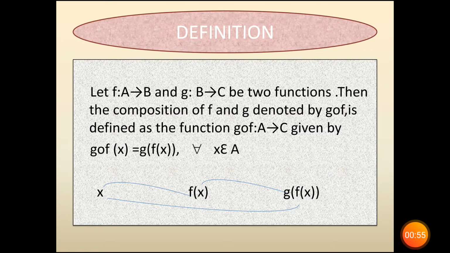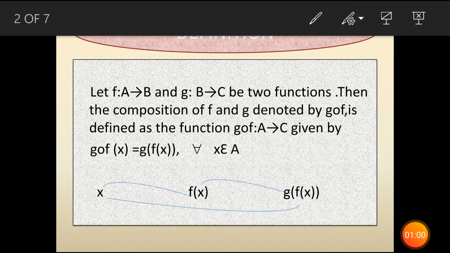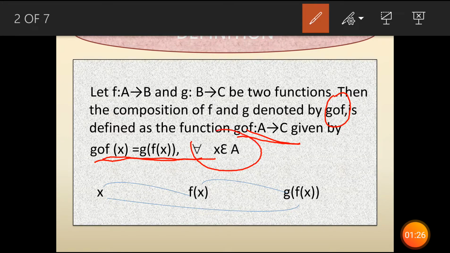So what is the definition? Let f from A to B and g from B to C be two functions. Then the composition of f and g, denoted by gof, is defined as the function gof from A to C given by gof of x equals g of f of x. This is the basic definition of composition of functions, for every x belonging to A.